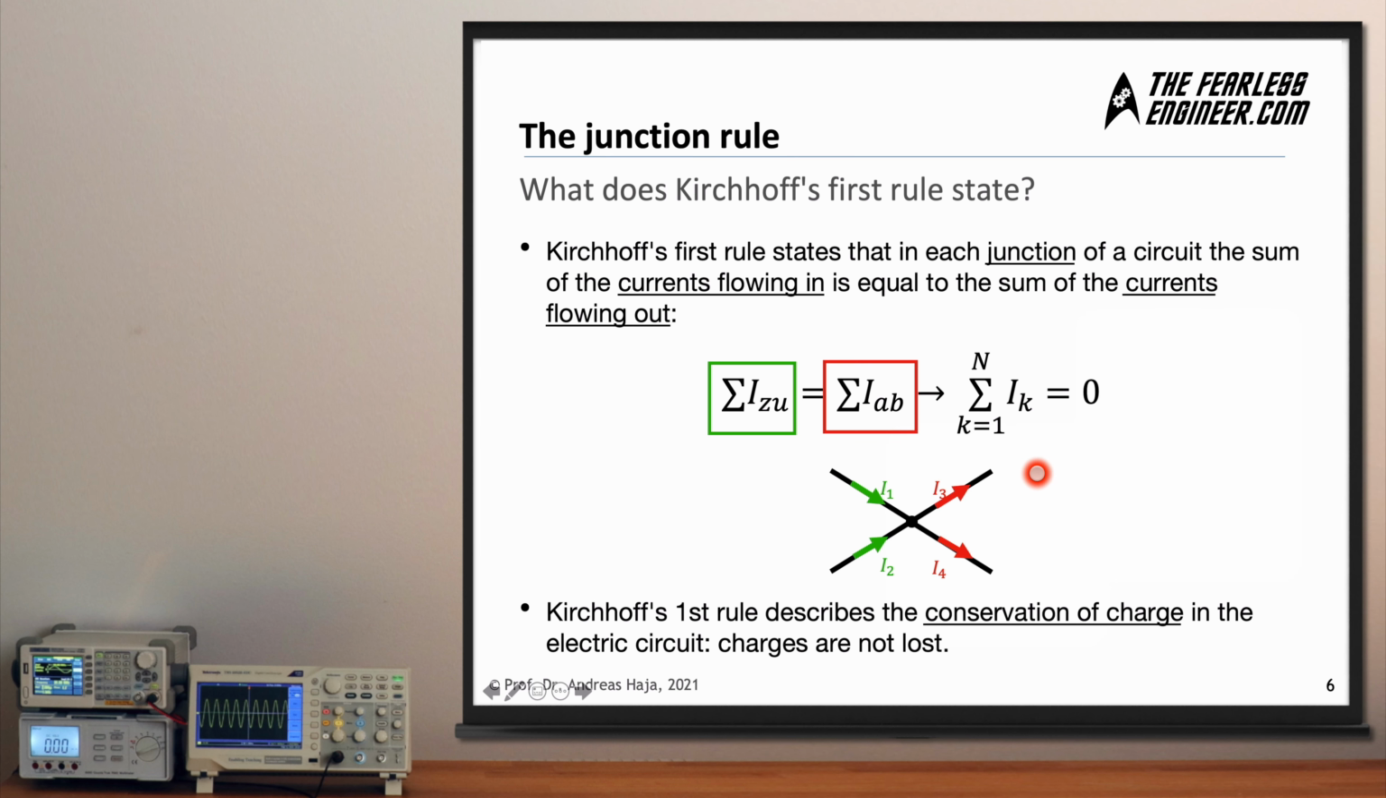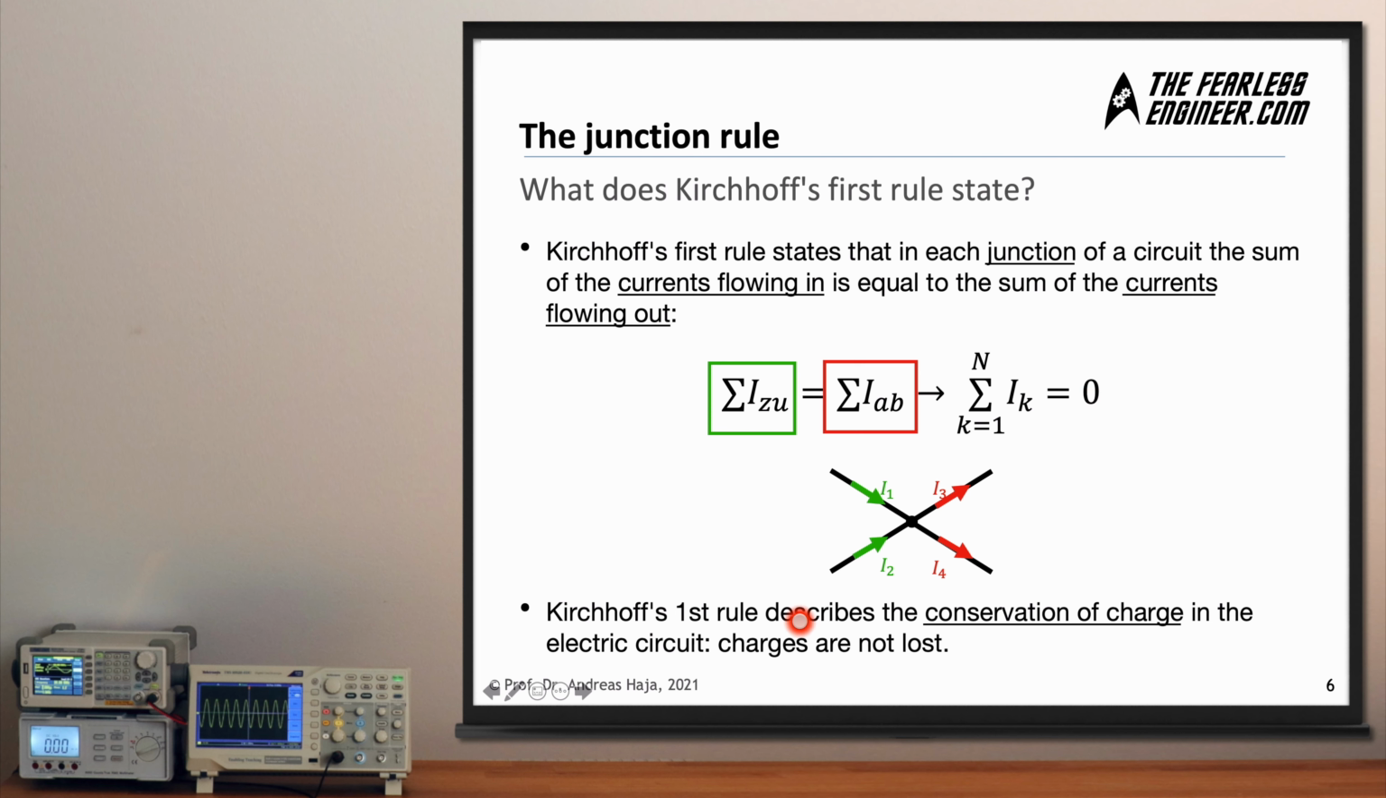And now let's look at this observation from a more mathematical, formal viewpoint. And this is exactly what Kirchhoff's first rule does. It states that in each junction of a circuit, which is such a center point here, the sum of the currents flowing into the junction point or the node is equal to the sum of the currents flowing out of it. So we can formulate this by using this sum notation here. The incoming currents minus the outgoing currents, which is the overall amount of currents, is identical to 0 here.